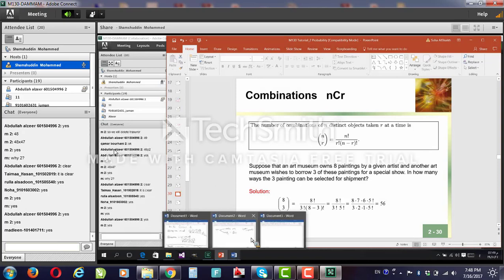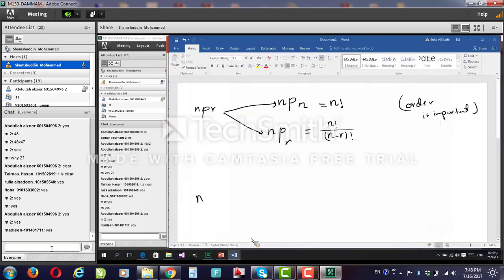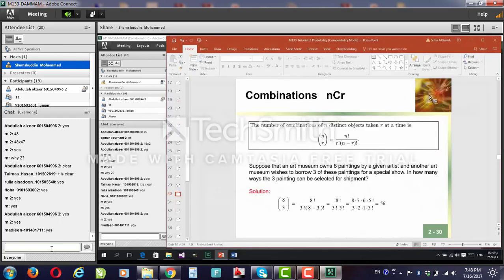Done with the permutation, we move to the combination, which is nCr. Again, this is something you can put in the calculator. In this case, it is the number of ways, but order is not important. I'm choosing something out of something, but with order not important. Suppose that an art museum has 8 paintings by a given artist, and it is borrowing 3 of them.